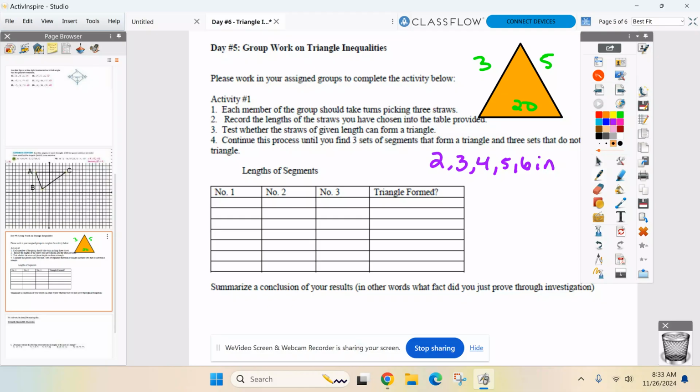If you mess up, let me know. I'll give you an extra piece. But I need a 2, a 3, a 4, a 5, and a 6-inch piece within your group right now. Let me know if you need another one.